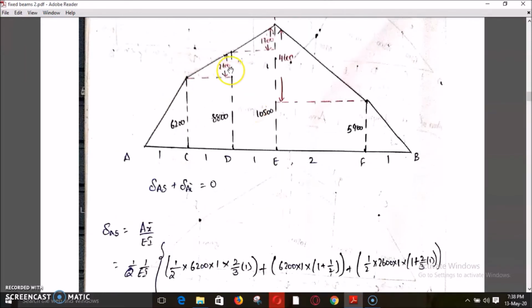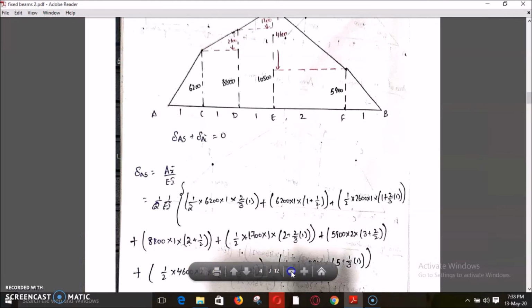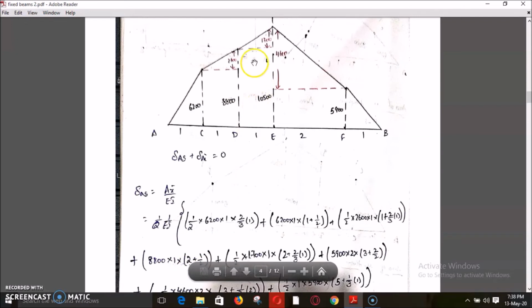Coming to the third section, for this rectangle the area is 8800 into 1, and coming to X bar, it is located at half of this span, that is 1 by 2, but we have to calculate it from here, so it is 1 plus 1, that is 2, 2 plus 1 by 2 is the X bar value. And for this top portion it is half, base is 1 into height 1700 is the A value, and X bar from here is 2/3 of 1, but from here we should take it as 2 plus 2/3 of 1.